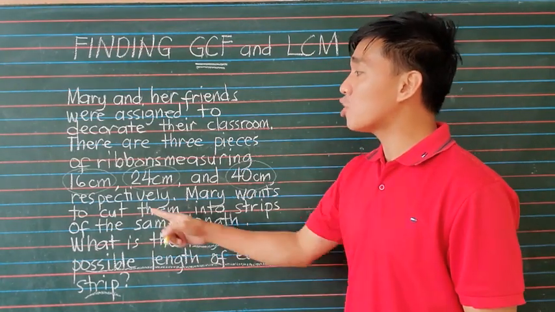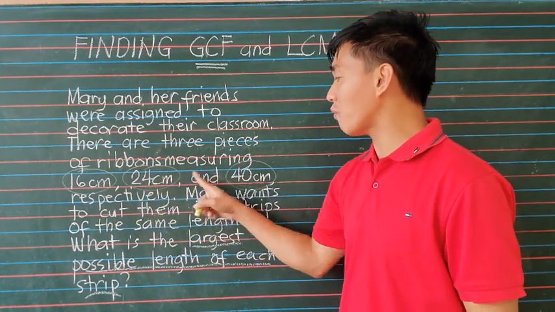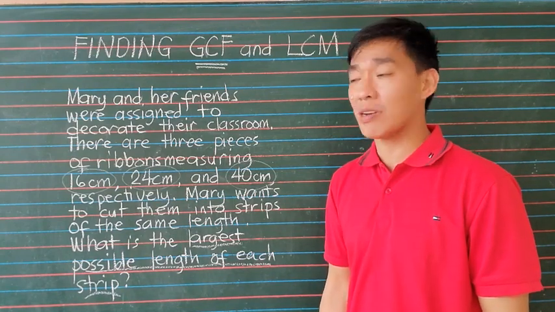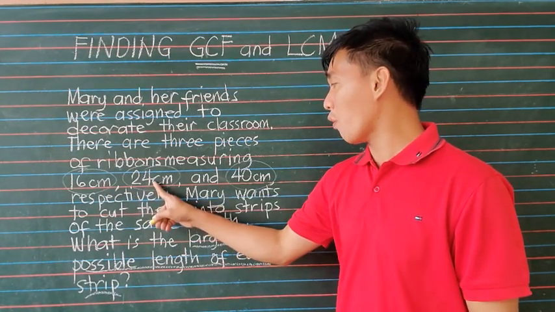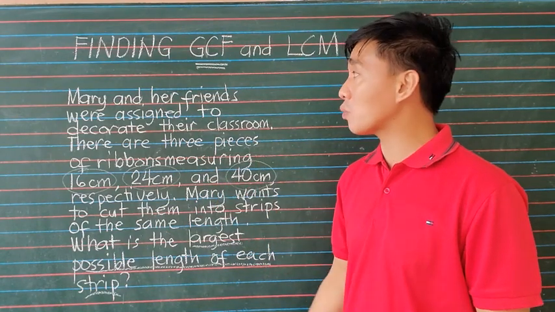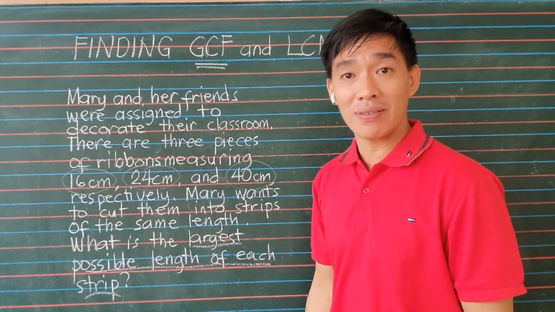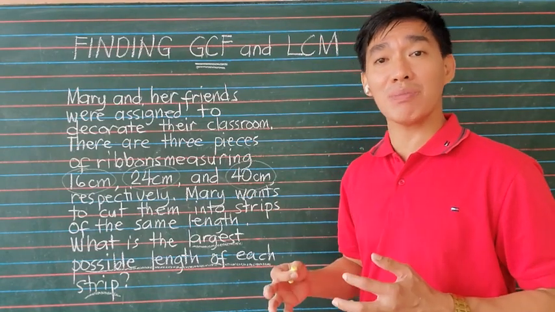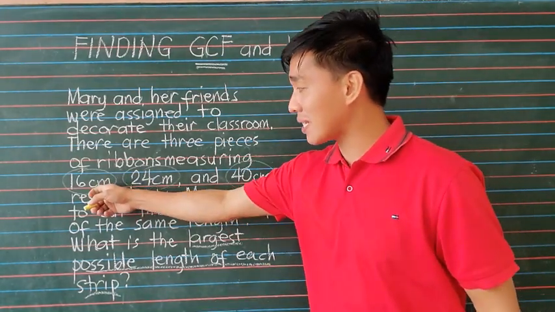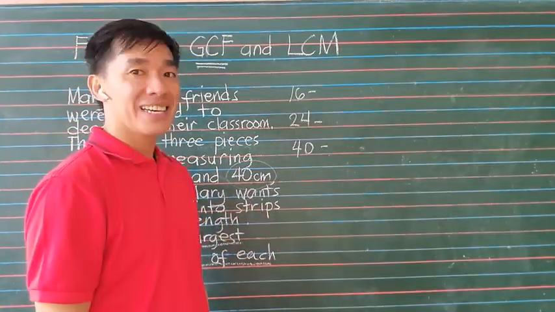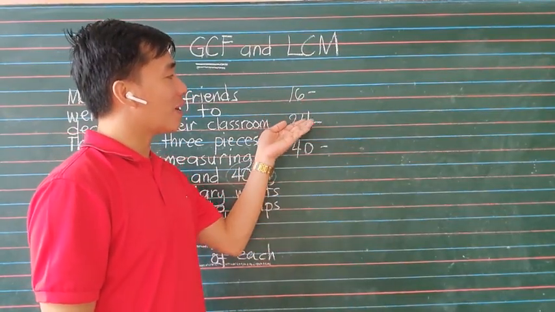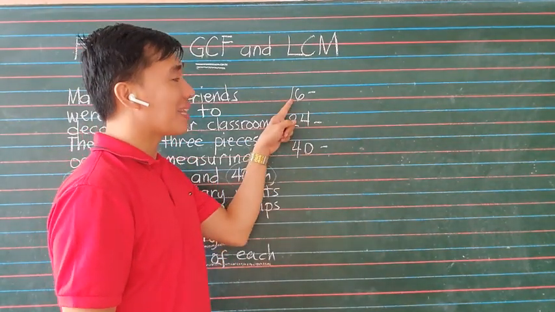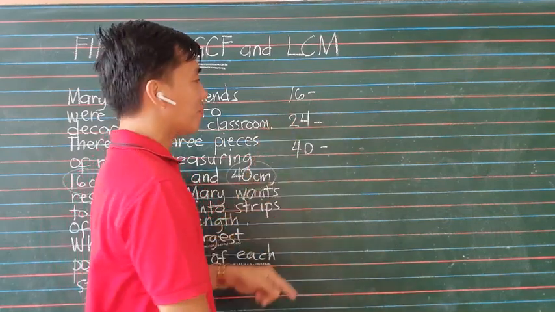So, to get the GCF of 16, 24, and 40, we could utilize the prime factorization of 16, 24, and 40. After that, we will get their common factors, and then we will look for the greatest possible factor of 16, 24, and 40. To solve for the greatest common factor, all we have to do is to get the prime factorization of 16.